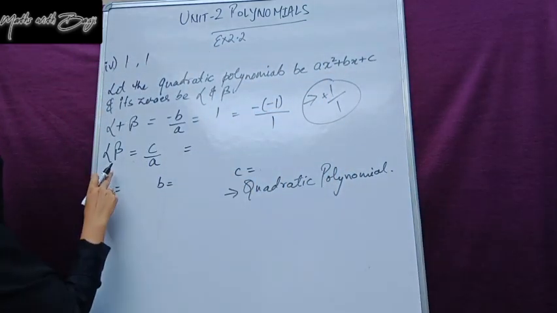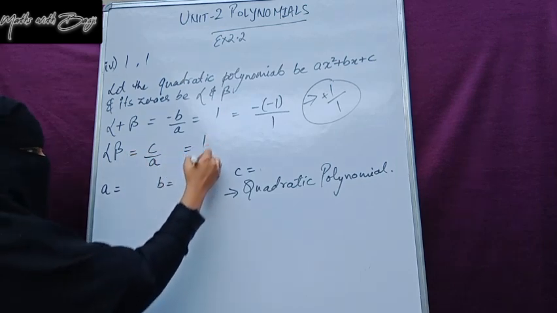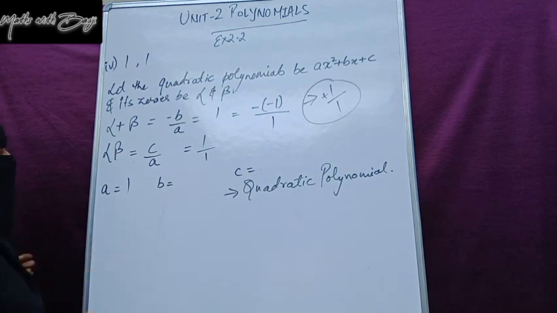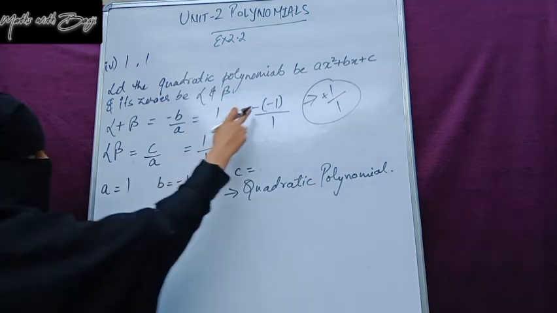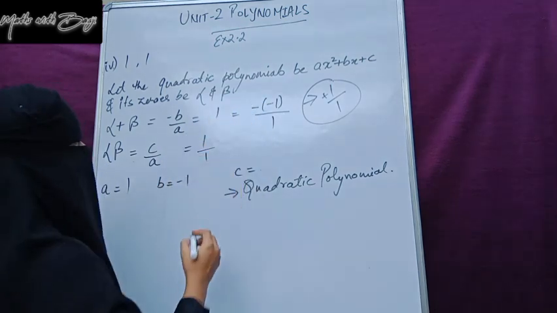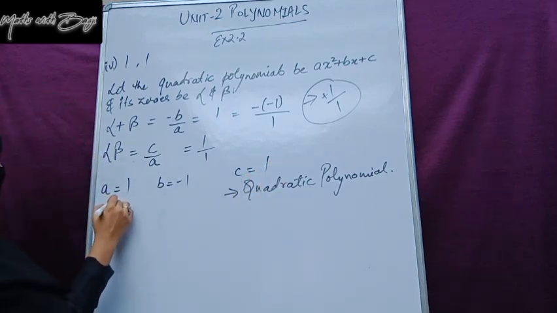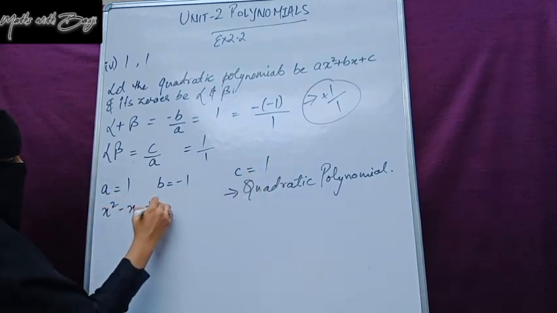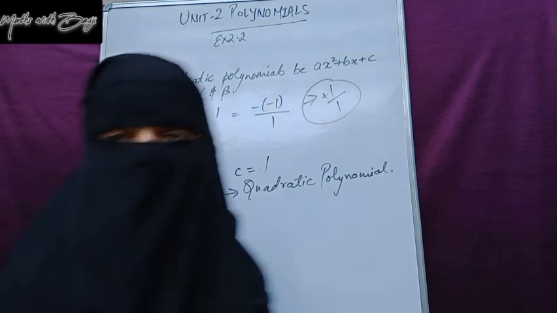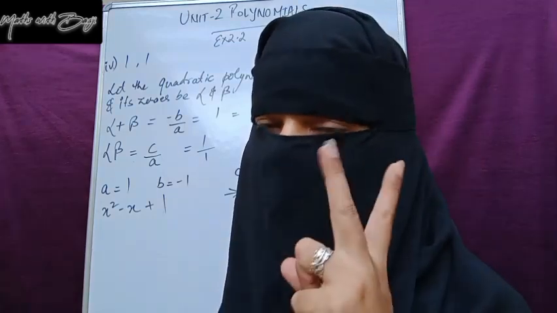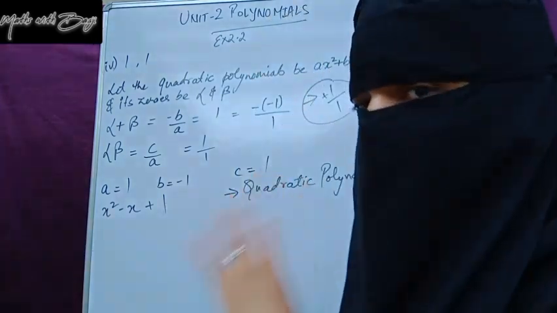Okay. Now we have what? Value of a is also 1. B is minus 1. I hope you can see from here and understand how. And c is what? 1. So it is x square minus x plus 1. That is your quadratic polynomial of question number 2, part 4 solution.